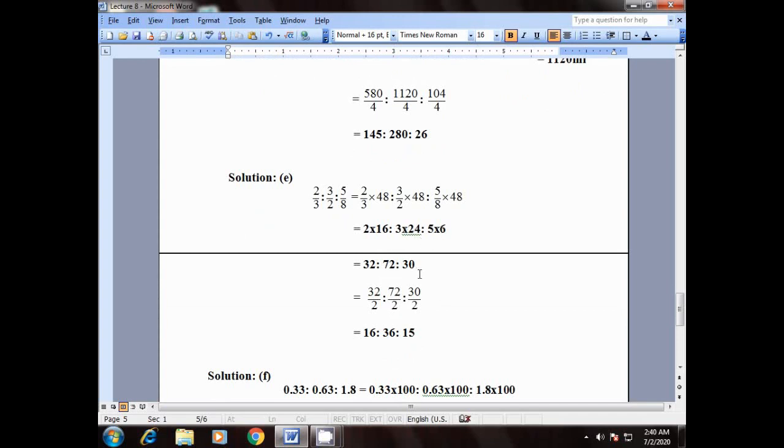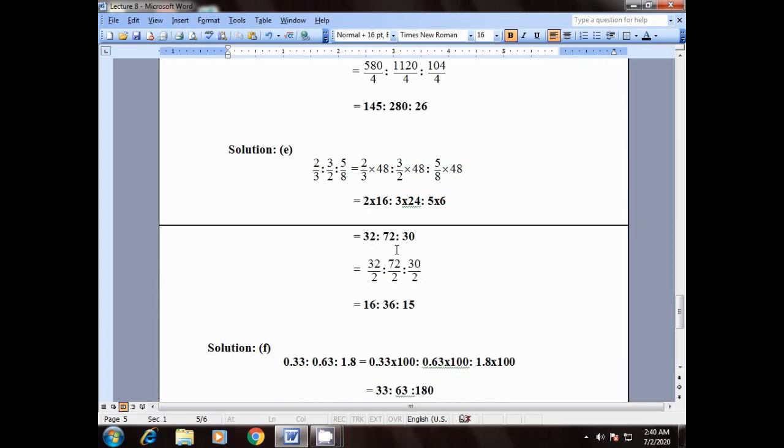6 times 5, 30. Now we know that these quantities are divisible by 2. Let's divide them by 2. 32 divided by 2, ratio 72 divided by 2, ratio 30 divided by 2. Now 2 times 16, 32. 2 times 36, 72. And 2 times 15, 30. Now 16 ratio 36 ratio 15 is the simplest form of 2 divided by 3 ratio 3 divided by 2 ratio 5 divided by 8.